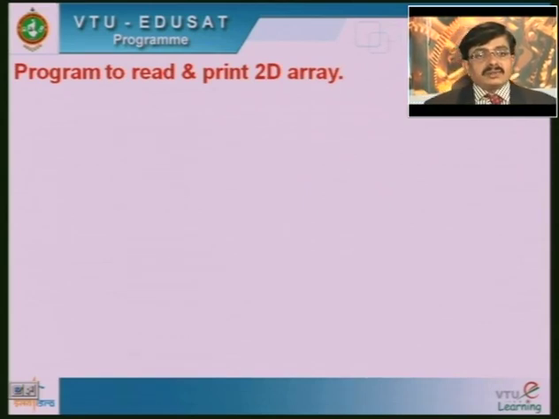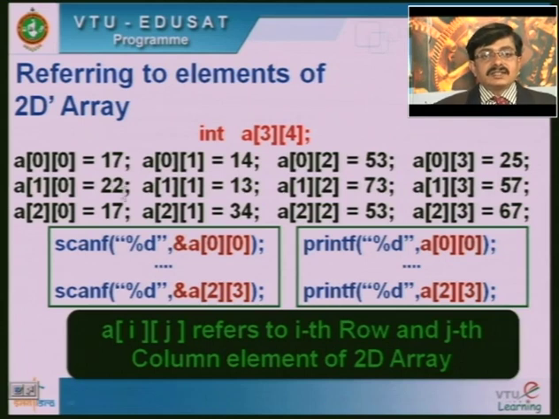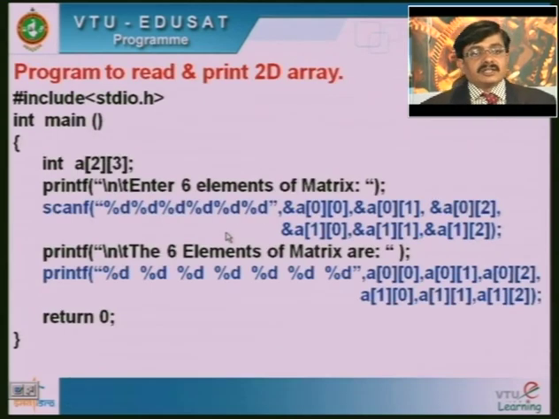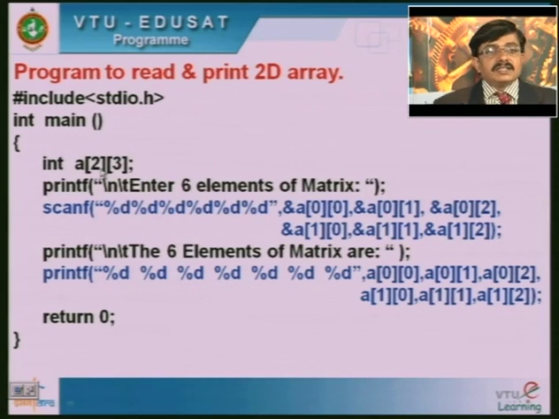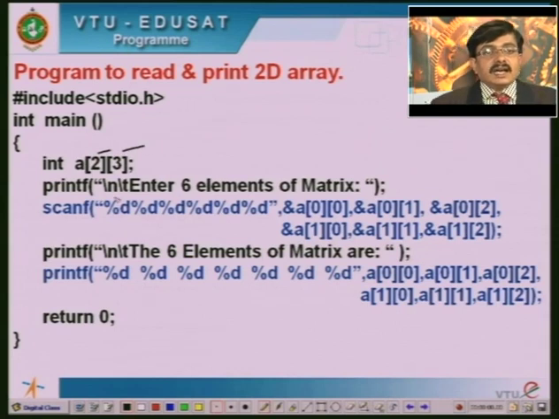To read and print a 2-dimensional array, first we have to declare the 2-dimensional array. In the previous case we have seen the declaration of the 2-dimensional array with the row size as well as the column size. Now look at this program. Here I am mentioning the row size as 2 and the column size as 3. So the number of rows is 2, the number of columns is 3, and altogether 2 into 3, 6 elements are present in this 2-dimensional array.